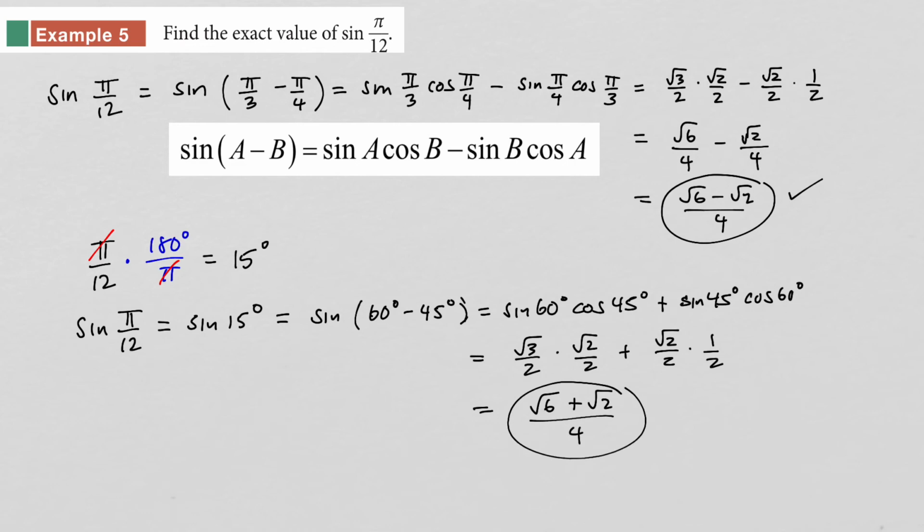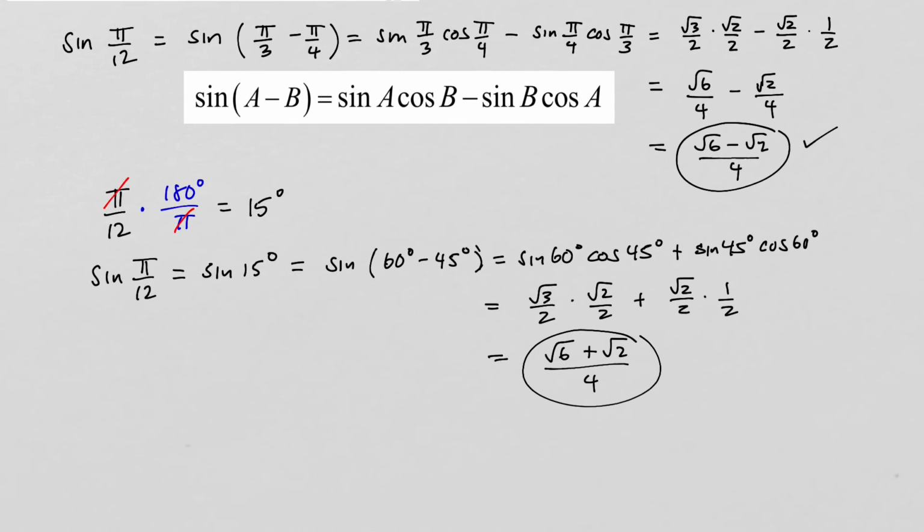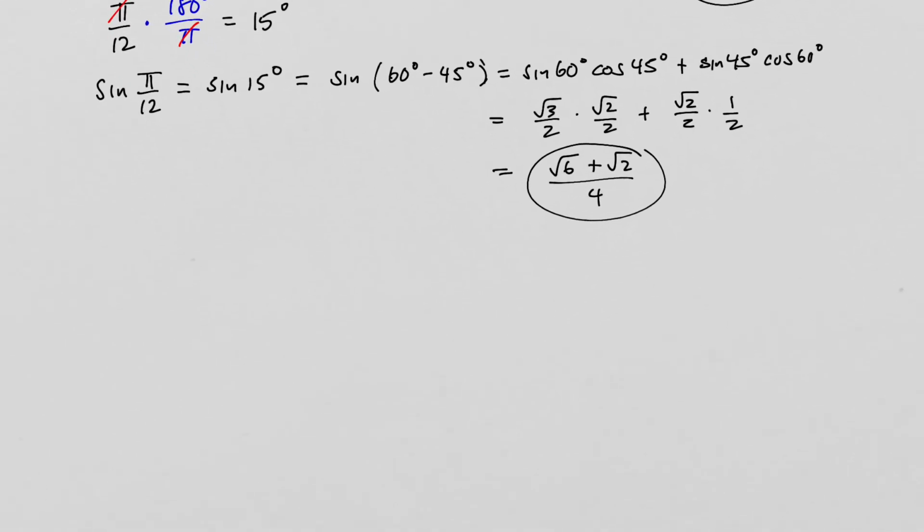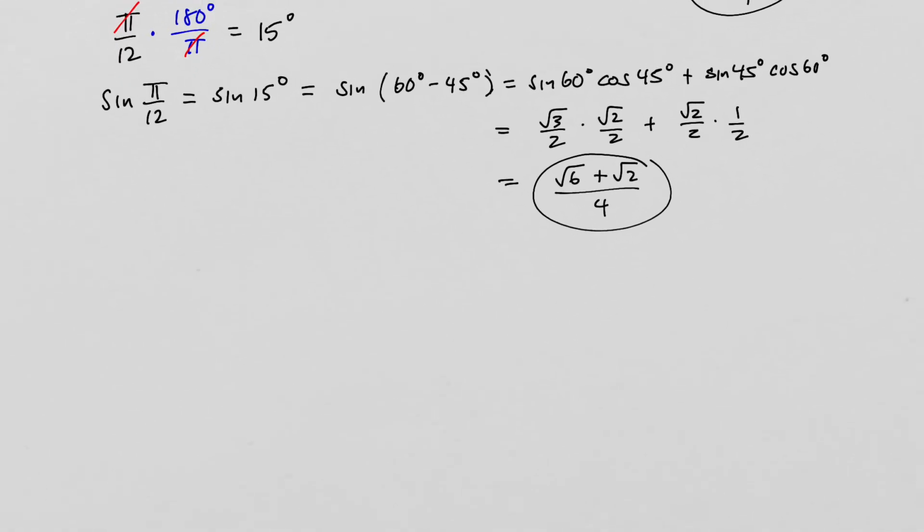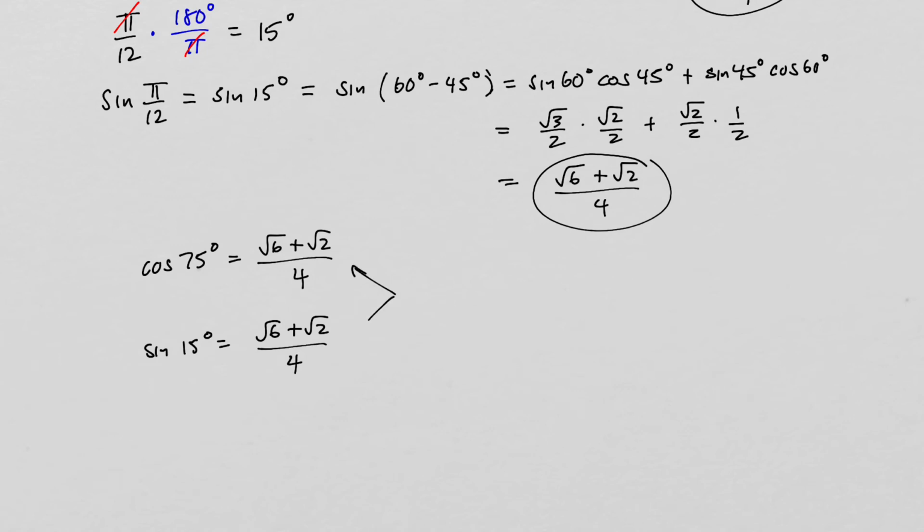Now I want to comment on why this answer is the same as the answer we got in the first example. Remember, in the first example, we did the cosine of 75 degrees, and we found it to be the square root of 6 plus the square root of 2 divided by 4. And now we're saying the sine of 15 degrees is also the square root of 6 plus the square root of 2 divided by 4. So these are the same. But why?